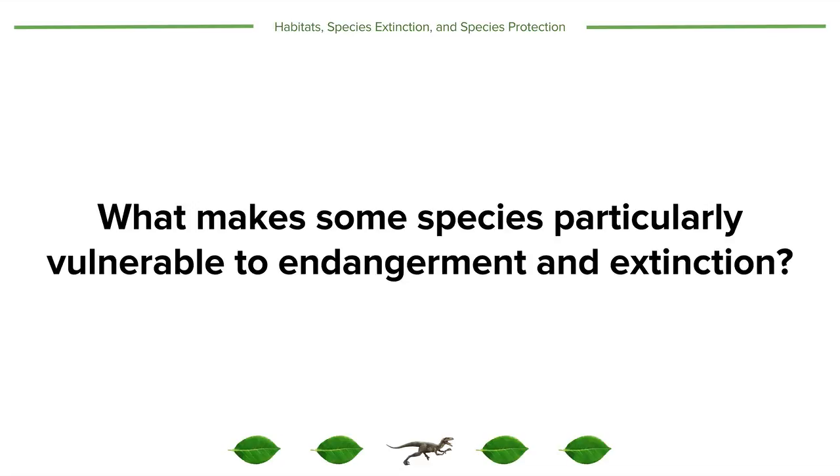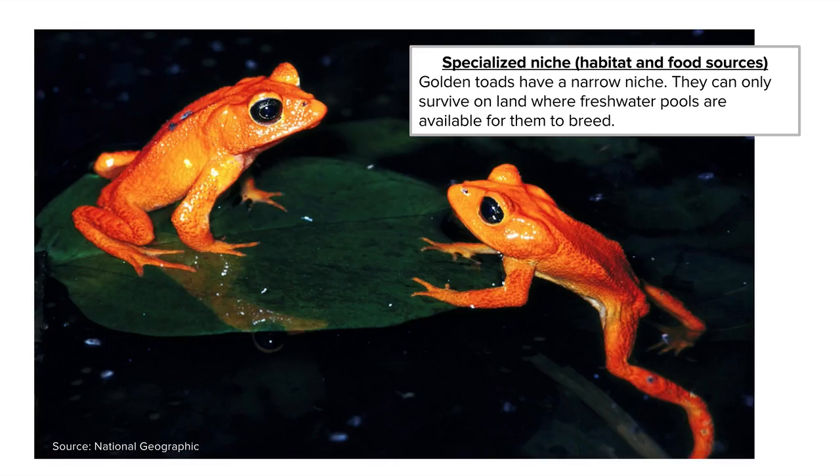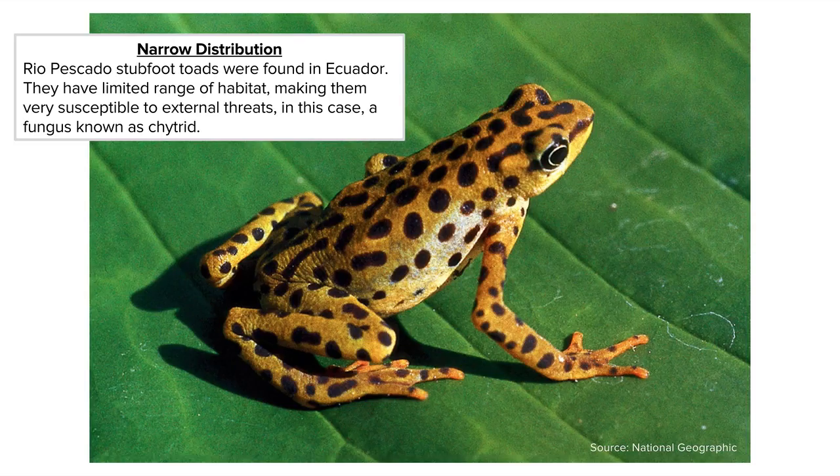Okay. So what makes some species very vulnerable to endangerment and species extinction? If they are not reproducing fast, then it's very easy for them to go extinct, because if the rate of killing them is faster than their reproduction rate, then it becomes a net loss. If they have a very specialized niche, meaning that they cannot move to other places, then it's also very dangerous for them to survive, for them to stay alive.